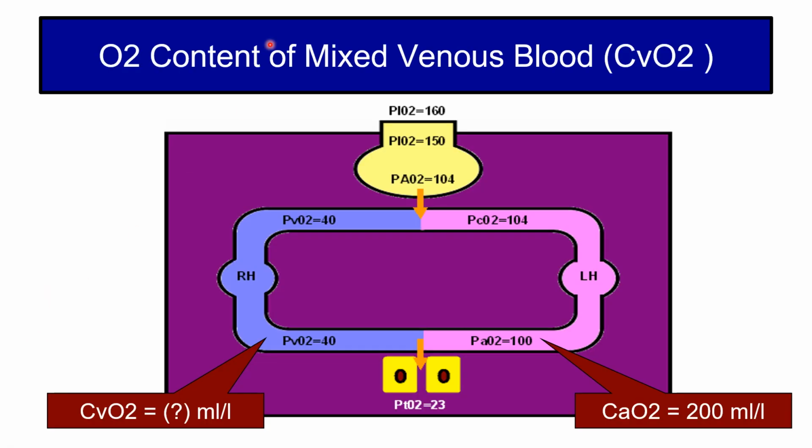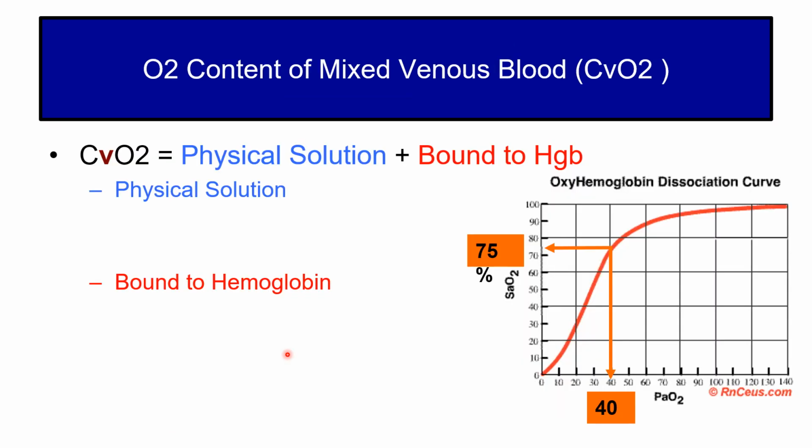Now, let us discuss the O2 content of mixed venous blood. It is represented as CvO2, the venous blood content of oxygen. So how much is the oxygen content in venous blood? Well, we use the same formula.